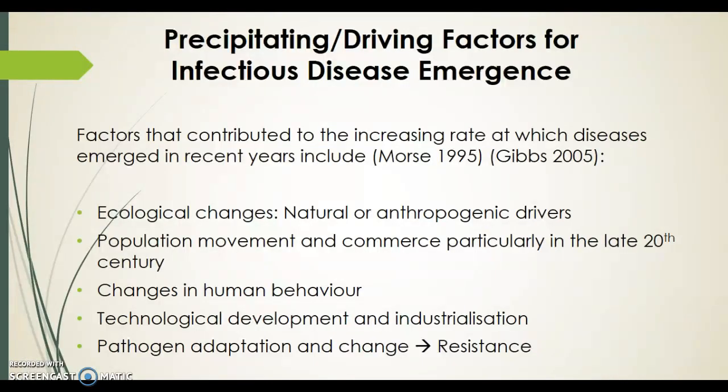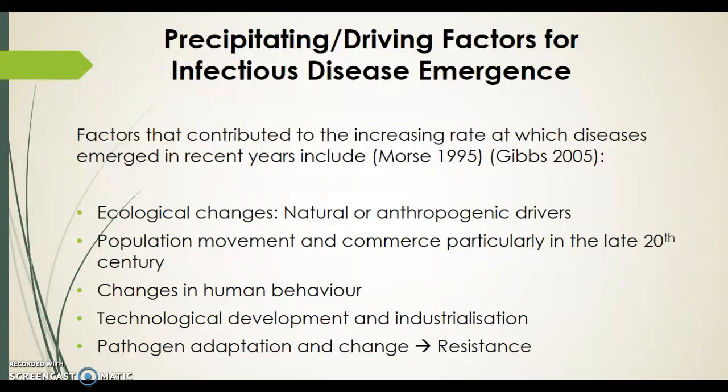So what are the precipitating or driving factors for infection disease emergence? Well, the factors that have contributed to the increasing rate at which diseases have emerged in recent years include ecological changes, both natural, like climate change, or anthropogenic drivers. Within the anthropogenic drivers, we have agricultural or economic development as a response to the overpopulation crisis.